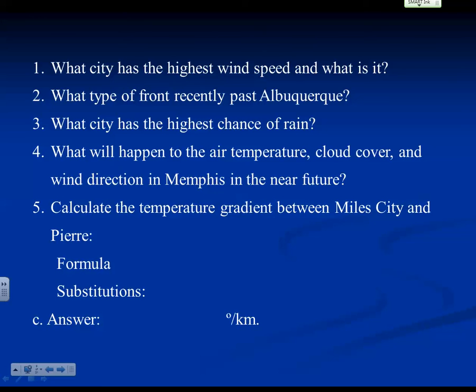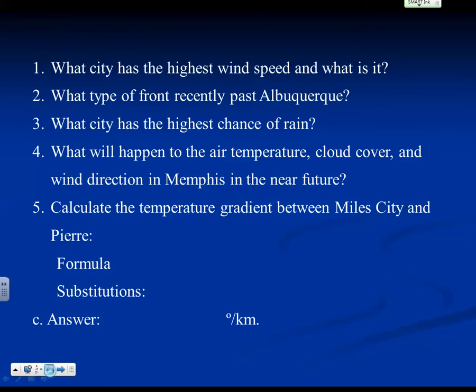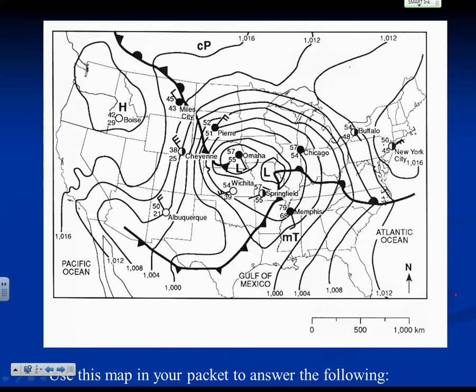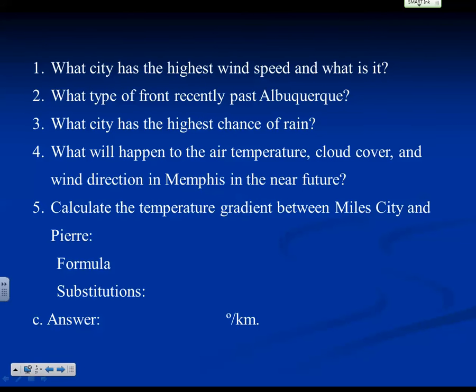All right, number 2, what type of front recently passed Albuquerque? Or as Bugs Bunny would say, Albuquerque. And it looks like, as far as the fronts go, looks like this is a cold front. And it's the thing that's recently passed by Albuquerque, at least most recently. So that's an easy question. And that would be a cold front.